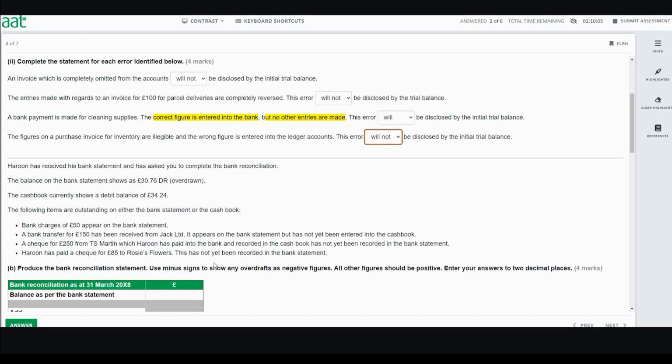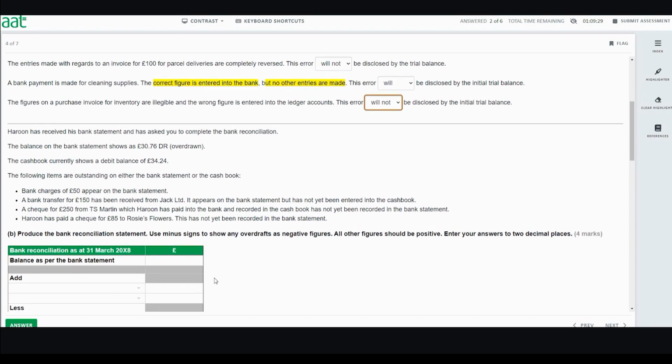Okay, so remember through your studies we talk about timing differences of the bank. This means that you've put money into the bank or you've sent a cheque and it's not cleared the bank statement. It's not gone through the bank yet to appear on the bank statement, but it's in the cash book. That's the timing difference. Okay? So if you know it's in the cash book, but it's just not gone through the bank yet, that's why there's a difference from your bank statement to your cash book.